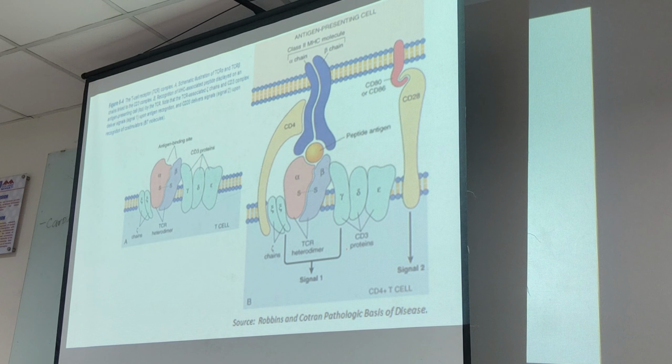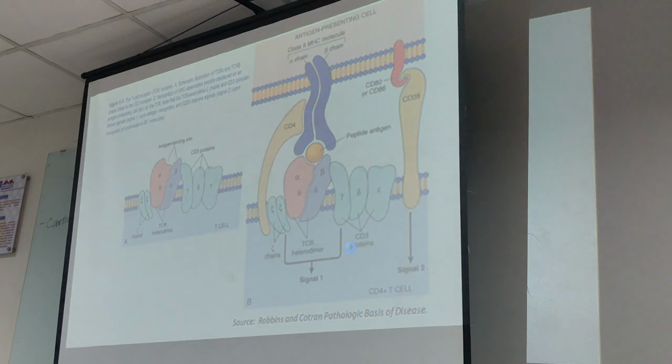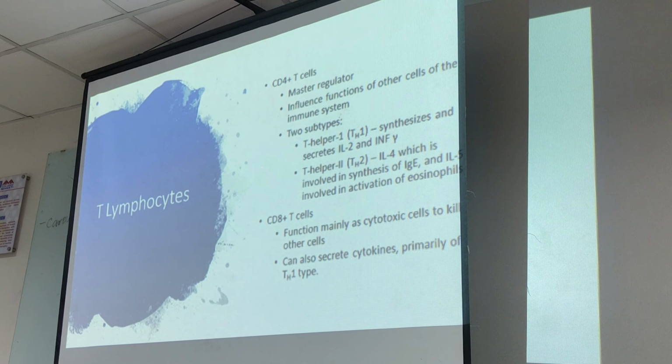Okay, so this is nice to know. This is just the structure of your CD4 receptor, and it's binding to an MHC class II molecule. Your CD4 T cells are master regulators. They influence the function of other cells in the immune system. There are two subtypes, T helper 1 and 2. T helper 1 synthesizes and secretes IL-2 and interferon gamma. T helper 2 secretes IL-4, which is involved in the synthesis of IgE, and IL-5, involved in activation of eosinophils. CD8+ T cells function mainly as cytotoxic cells to kill other cells, and can also secrete cytokines, primarily of the T helper 1 type.